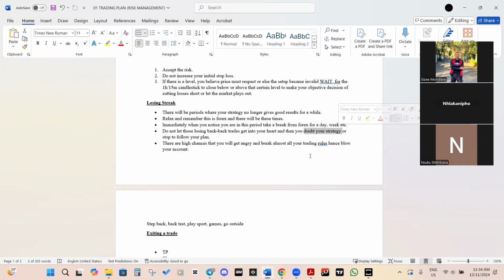And then that other strategy will still have a losing streak. And when that comes, that means you will also do what? Doubt your strategy and search for another. So you will just be searching for strategies all over, thinking that there's a strategy which you will never have a losing streak on, and that's not possible. So when that happens, never doubt your strategy or stop following your plan.